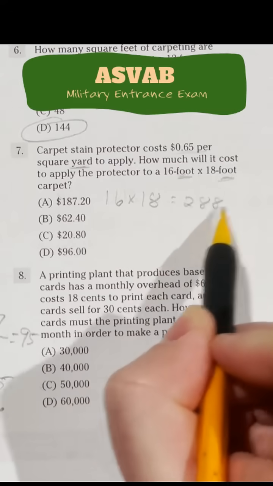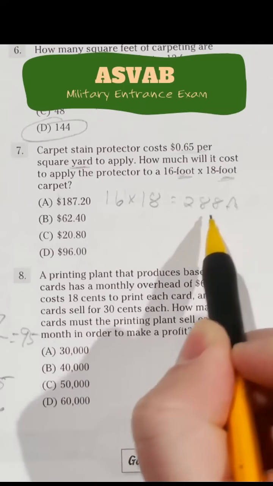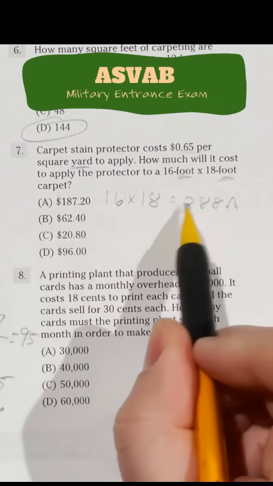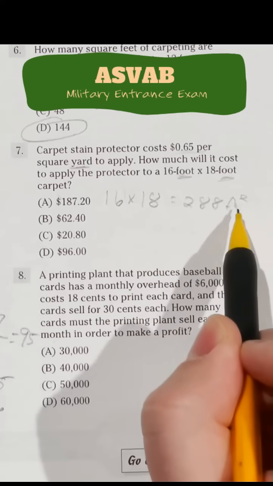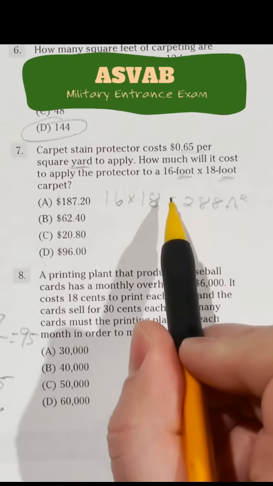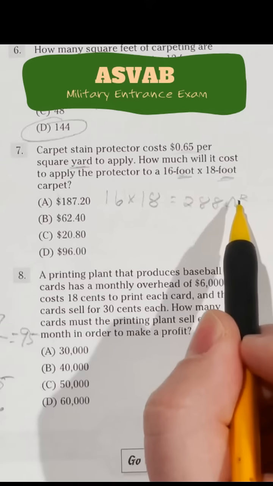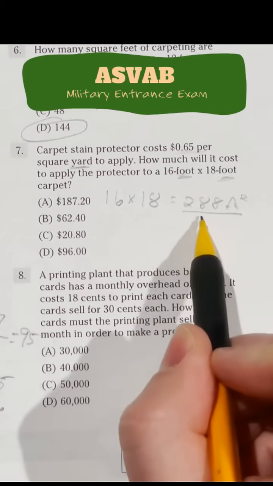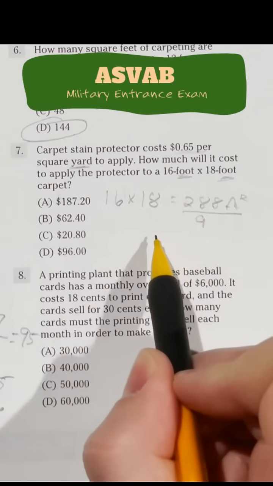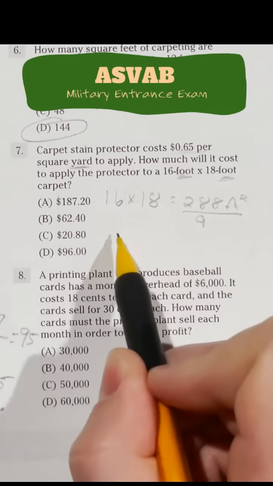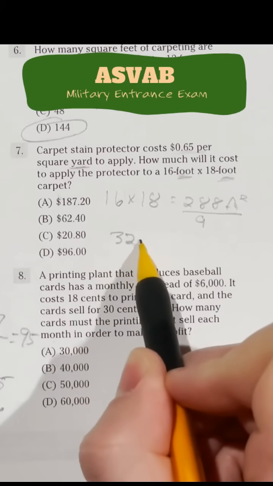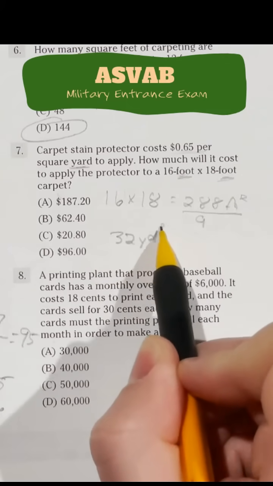Now we need to convert this feet into yards. There are 3 feet per yard, but because we're dealing with squared feet, we need to make sure we square that conversion of 3. So 3 squared is 9. That means we're going to be dividing this by 9 to get it into yards. 288 divided by 9 is 32, so that means we're dealing with 32 yards squared here.